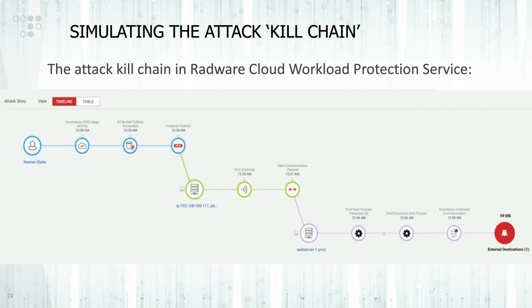So in the screenshot in front of you, you can literally see the step-by-step attack kill chain that Cloud Workload Protection Service creates. In this webinar, I'm going to show just screenshots due to the technical limitations of the webinar format. However, this is an interactive screen, and we can go through each and every step separately. So let's look at how going through each step would look for a user of Radware Cloud Workload Protection Service.